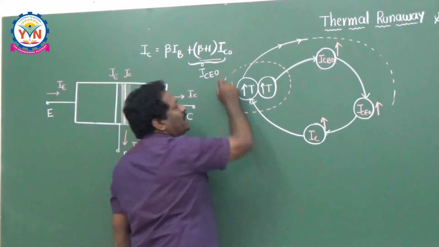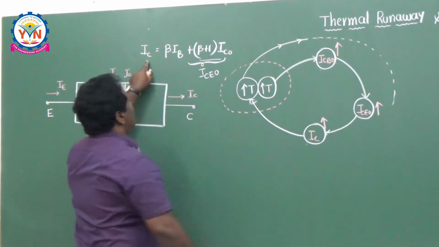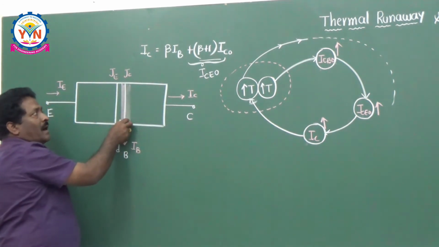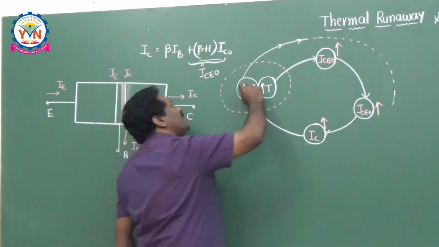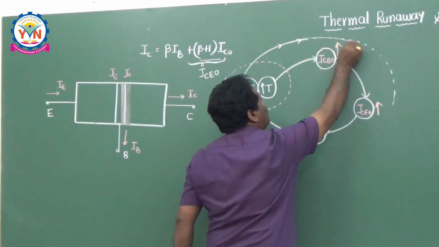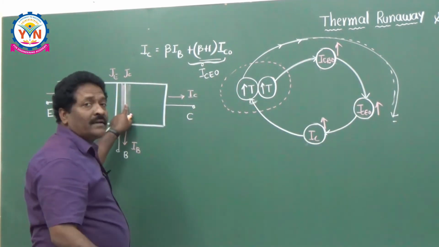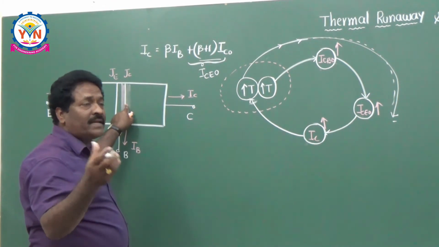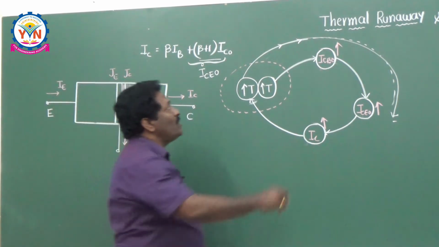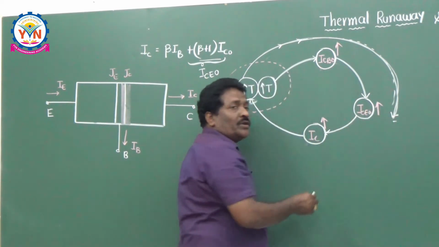So if ICBO increases, ICEO increases, in turn IC also increases. If IC increases, once again the temperature at the collector junction increases. And if temperature increases, once again this process continues. So it is a cumulative process. It is going on continuing like this. After some time, whenever the temperature crosses the maximum temperature handling capability of this transistor, it will be damaged. So cumulatively it is going on like this, and after some time the transistor is going to be damaged.